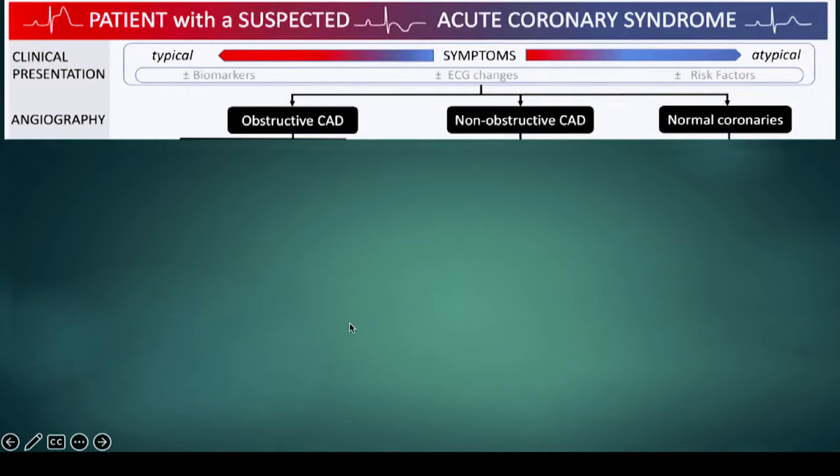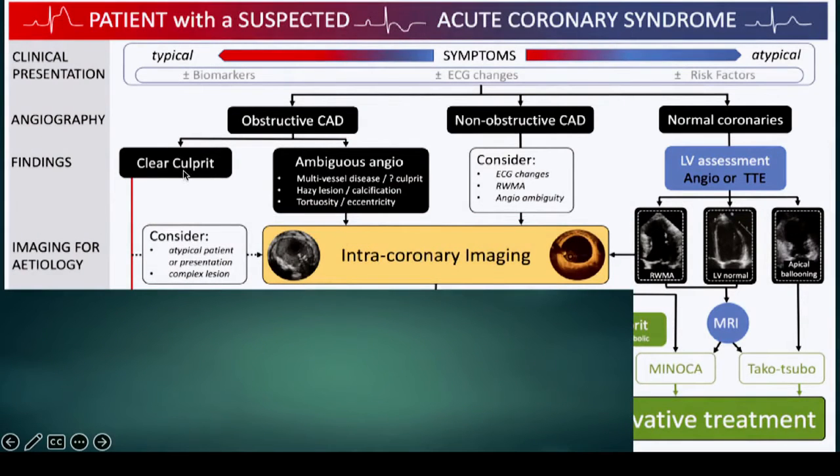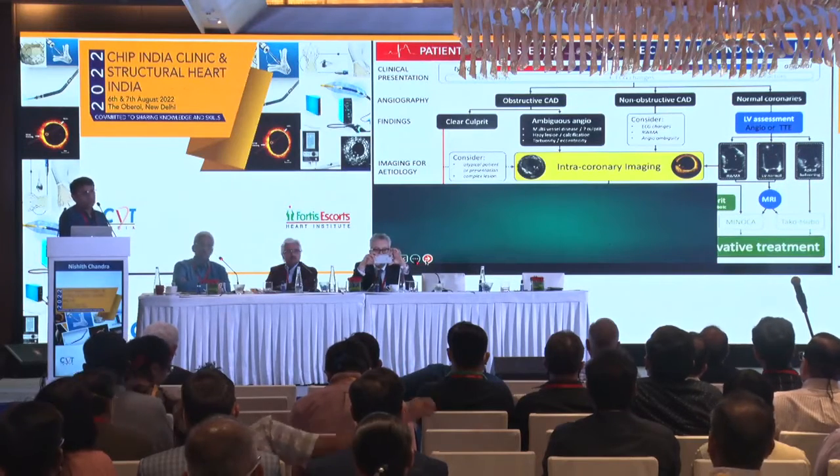In the ACS scenario, you may find normal coronaries or obstructive CAD. In the normal coronaries, the pathway is simple. You don't have to do anything. But if there is an obstructive CAD and there is a clear culprit, you have to stent it. But it is in the ambiguous scenario where you have to take help of intracoronary imaging, specifically the high resolution OCT. This is one scenario where IVUS is not of much help because it cannot differentiate between a plaque erosion, where you don't have to stent if the MLA is good, versus plaque rupture where you have to put a stent.